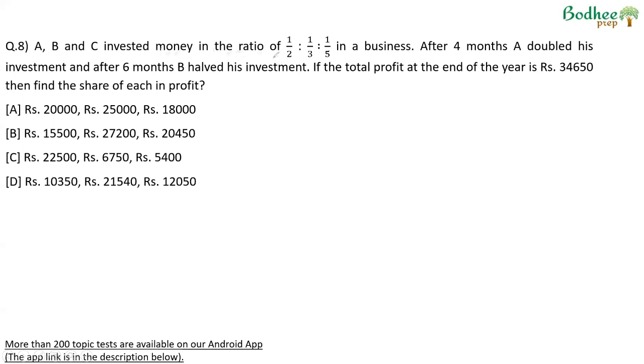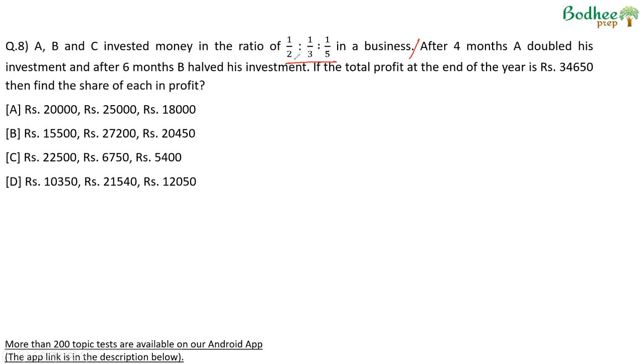A, B, and C invested money in the ratio 1 is to 2 is to 1/2 is to 1/3 is to 1/5 in a business. After 4 months, A doubled his investment, and after 6 months, B halved his investment. If the total profit at the end of the year is 34650, then find the share of profit of each.